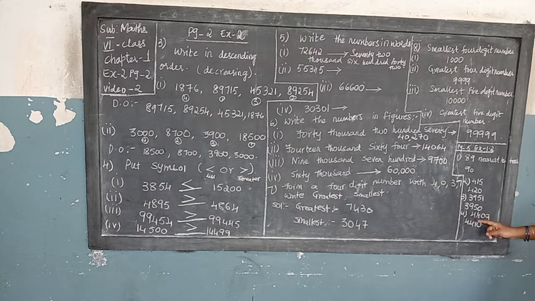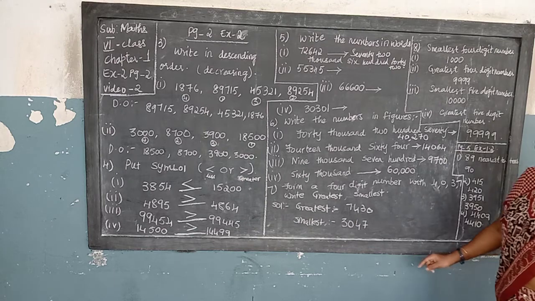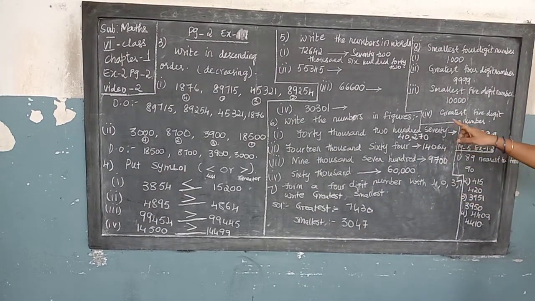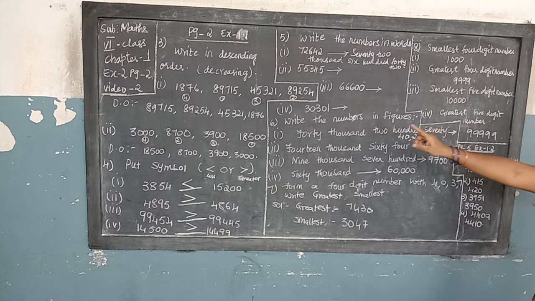Next, fourth one, you see, children, 4409. 4409 is nearest to 4410. Okay, children.